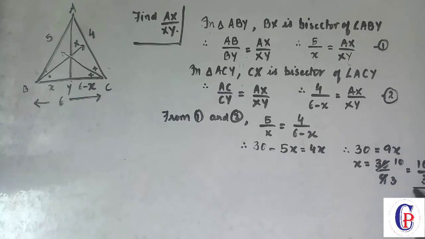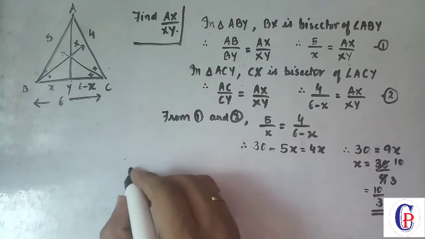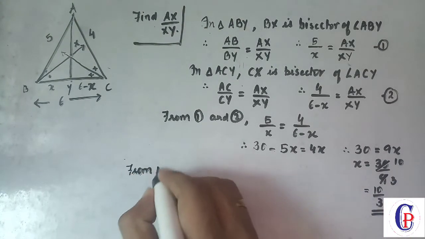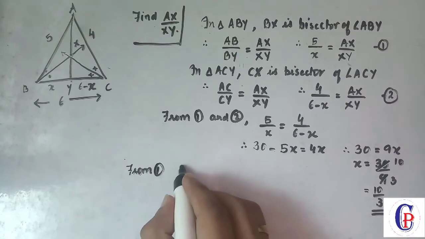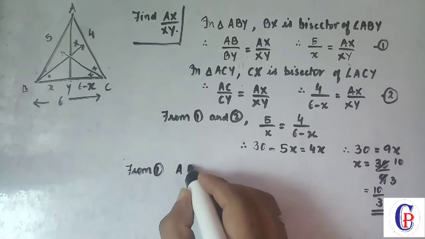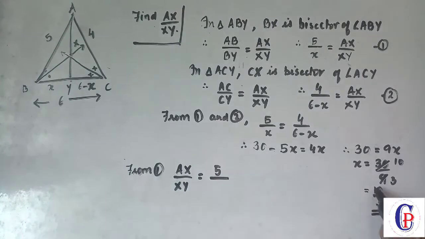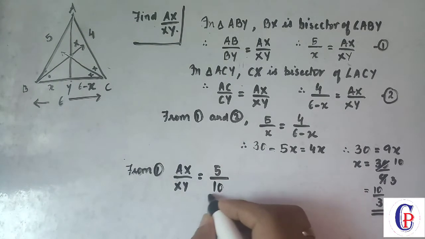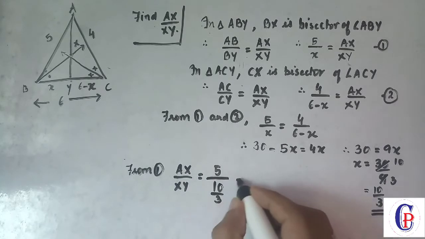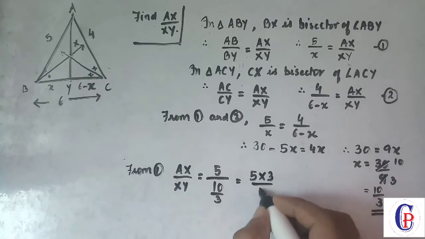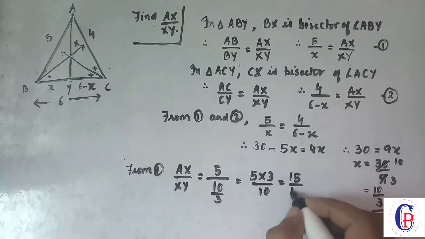But we were not supposed to find x, we wanted to find AX upon XY. So now from this first equation we know that AX upon XY is 5 upon x. We know the value of x now, 10 upon 3. So this becomes 5 into 3 upon 10, so 15 upon 10.